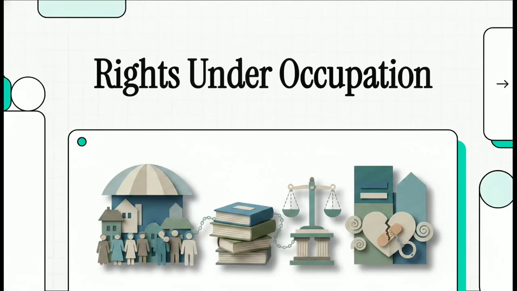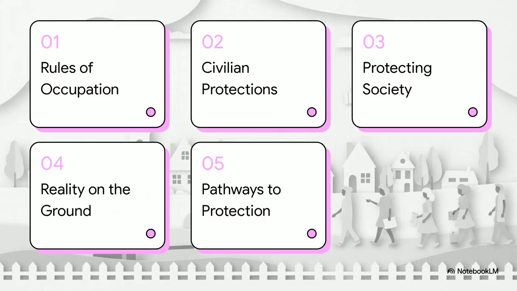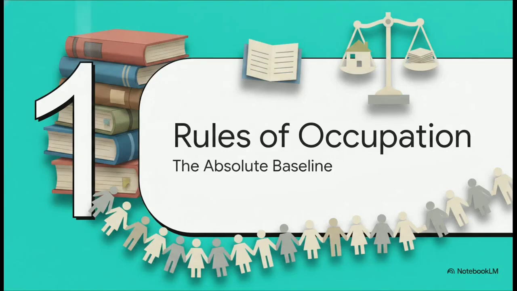Welcome to today's explainer, where we're unpacking the rights of civilians living under occupation. We're going to look strictly at what international law actually says, who's responsible for protecting these rights, and why these legal frameworks matter so deeply to the human impact of conflict. I'm really excited to dig into this with you. Here is our roadmap for today. First, we'll cover the rules of occupation, then fundamental civilian protections, and protecting society and futures. After that, we'll look at the reality on the ground, and finally, pathways to protection. Let's jump right in. Section 1, the rules of occupation.